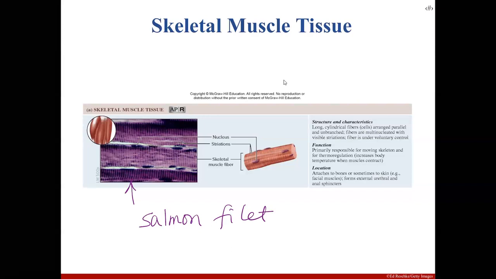So the striations, that's good enough for now. Just know that there's striations. Know that skeletal muscle is striated, and it's voluntary. So you have to think about it to move it.